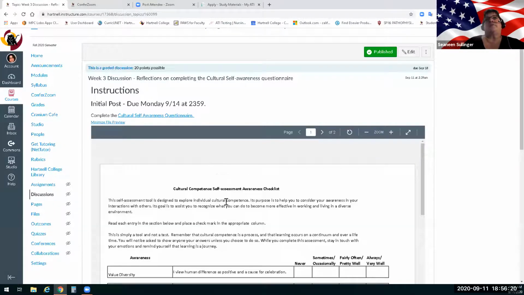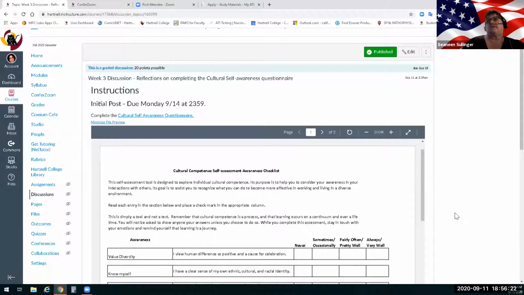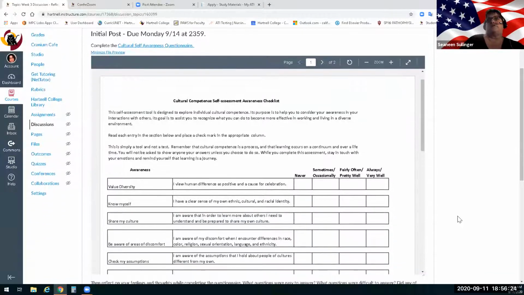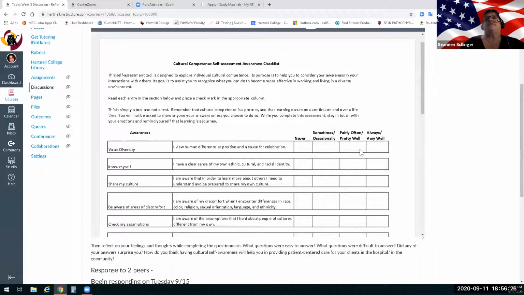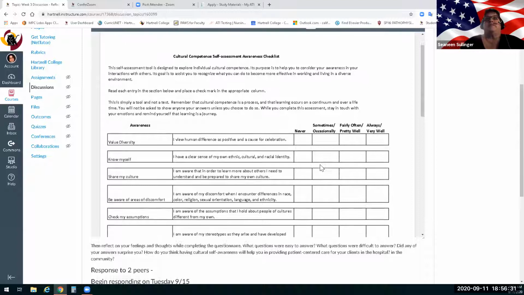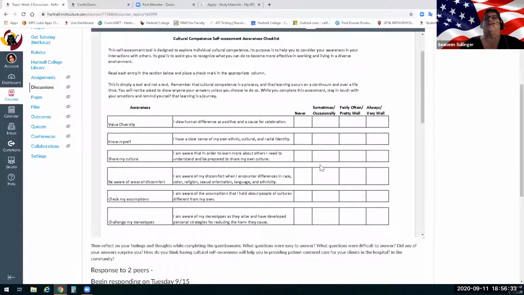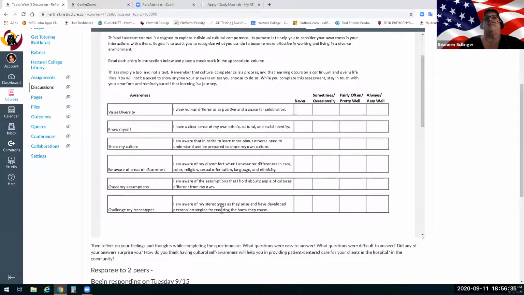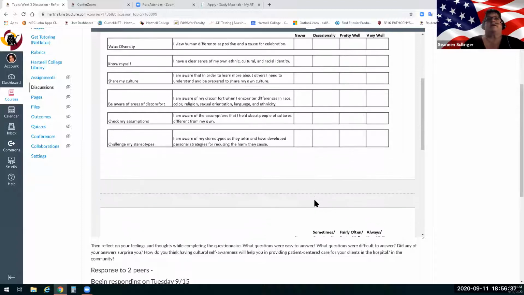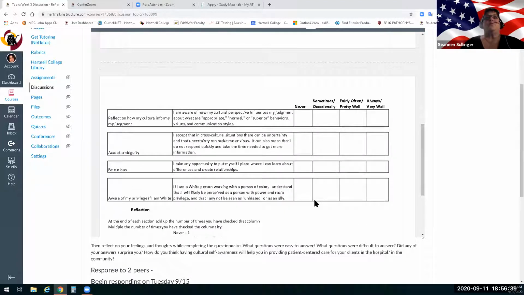The cultural self-awareness questionnaire is segueing from talking about culture into the home visits. So you're basically going to do this self-assessment. I view human difference as positive. I have a clear sense of my own ethnic cultural identity. I'm aware of my stereotypes. These are pretty personal questions, right? If I'm a white person working with a person of color, I understand I'll likely be perceived as a person with power, racial privilege, that type of thing.